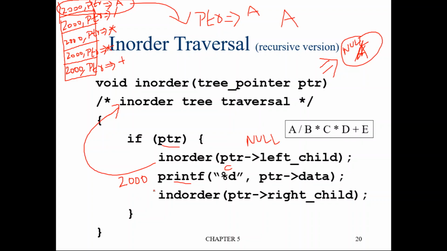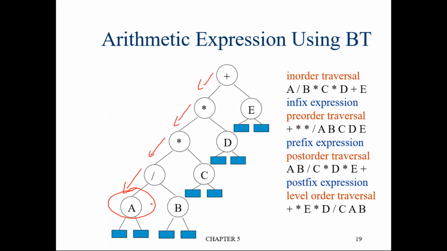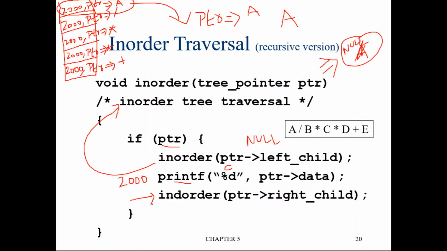Then again it goes with this instruction: inorder ptr arrow right child. Ptr is A. Does A have a right child? No, there is no right child. Its right child is null. Again you are calling inorder. Before executing, what will happen? Once again the stack should be pushed. What should be pushed? The current ptr value and the return address.